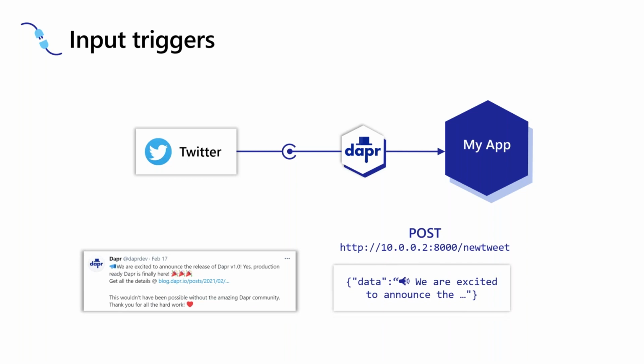So taking advantage of the Twitter component that you hook up to Dapr, Dapr can now be set up so that when a particular tweet gets posted, your particular endpoint, in my application here an endpoint called new tweet, will be sent a message anytime the Twitter query is executed, and the data that it contains will be sent to your application.